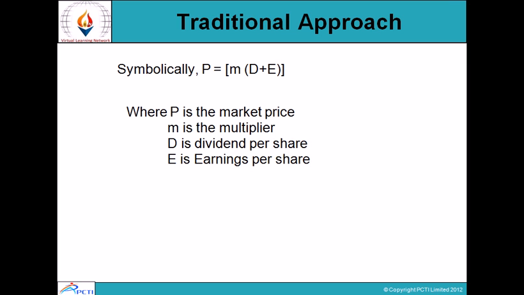So if I talk about the calculation part, symbolically the traditional approach of dividend is expressed as P = M(D + E), where P is the market price, M is the multiplier, D is the dividend per share, and E is the earning per share.